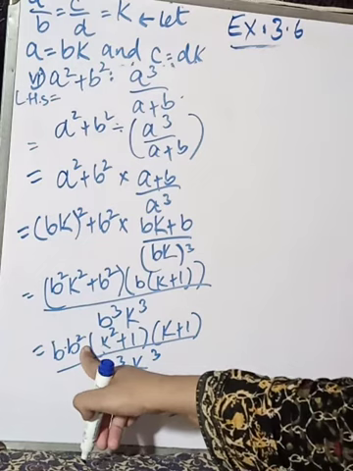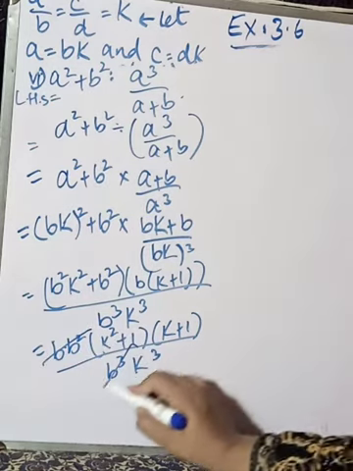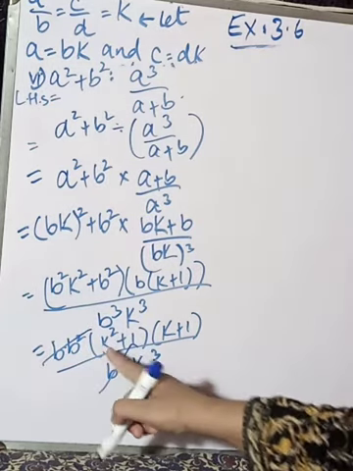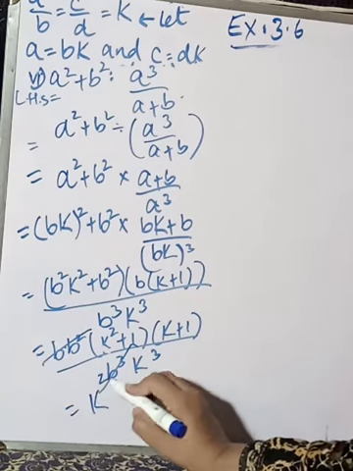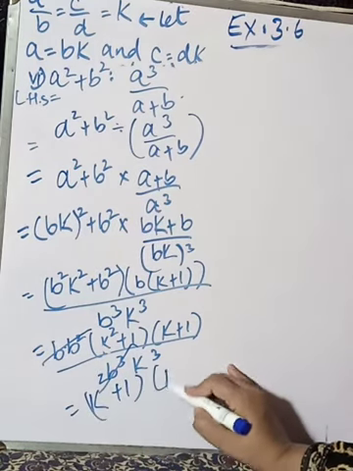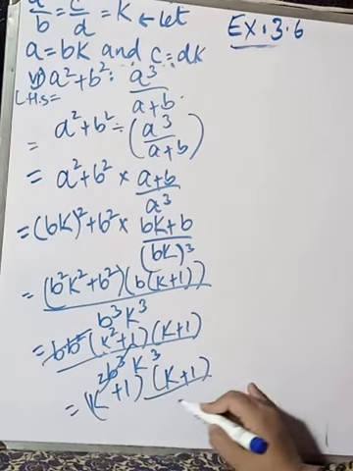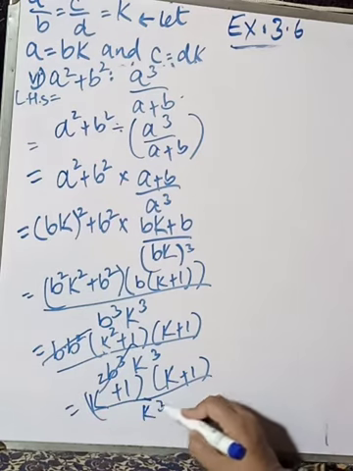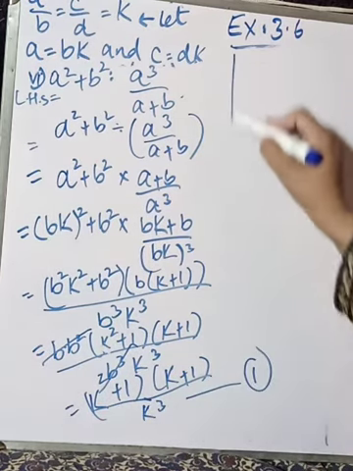B into b square makes b cube, they both will be cancelled. So I am left with k square plus 1 multiplied by k plus 1 divided by k cube. That is the equation number 1 that I have.